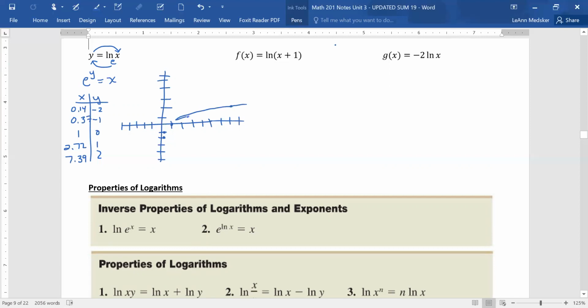Notice this kind of looks like the exponential function, but it's been turned on its side. That's because those are inverse functions of each other. So instead of having the horizontal asymptote that we had with exponentials, we now have a vertical asymptote, and it's at x equals 0 if there has not been any shifting of any kind.